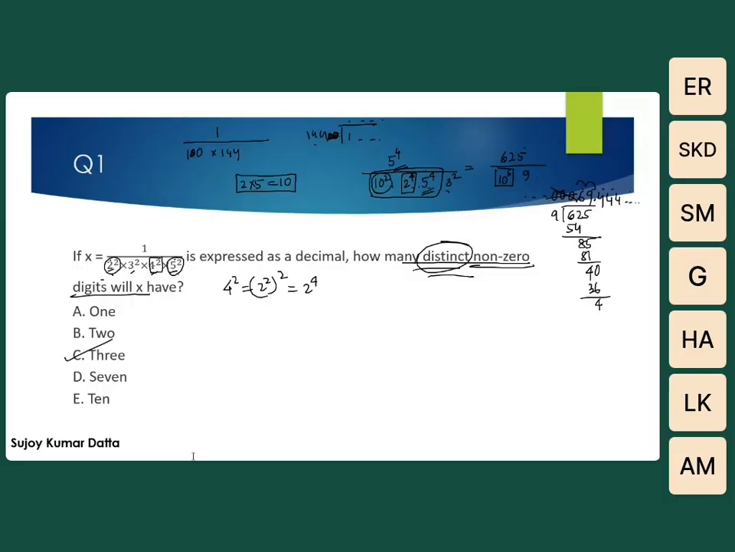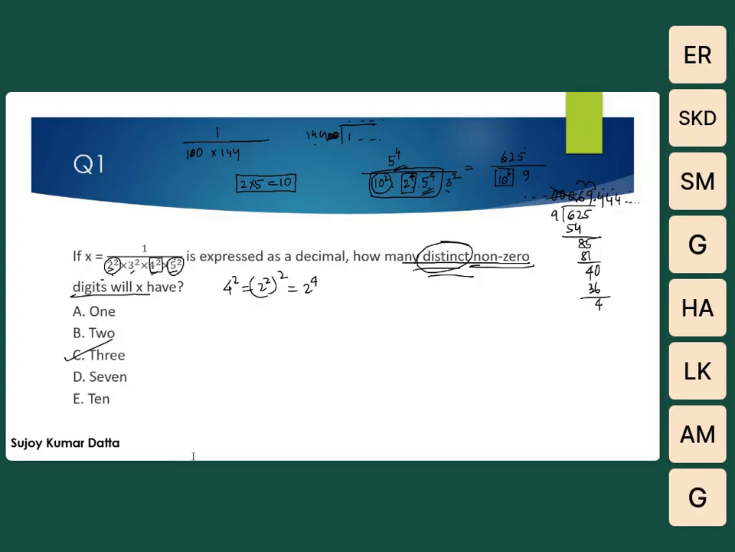Is it okay? We basically used to our advantage the concept that 2 and 5 group together to give us 10, and dividing by 10 does not generate any new digits. It just shifts the decimal place. So we just needed to divide 625 by 9. Is the idea clear, everyone? It's a concept of factors.